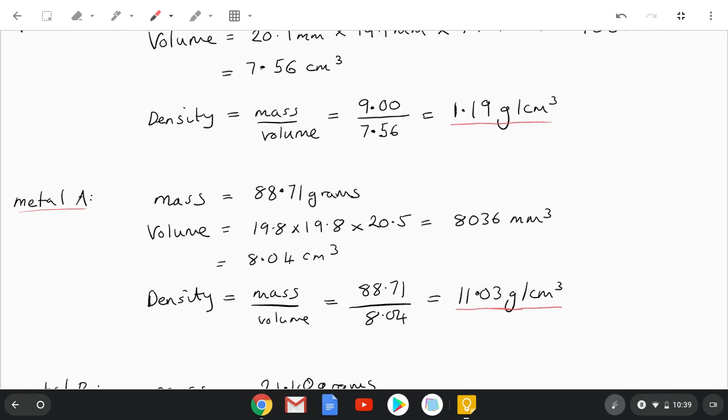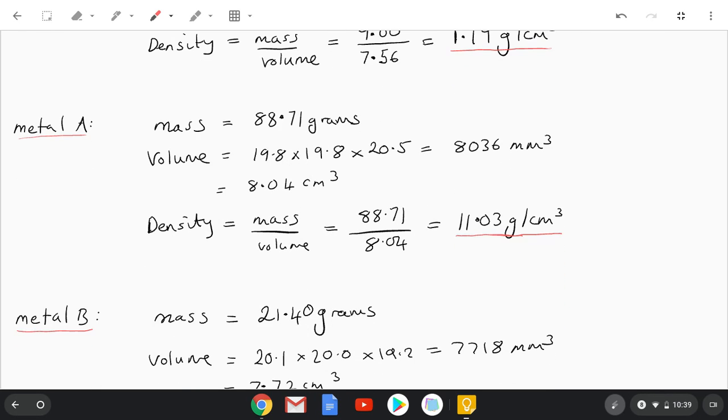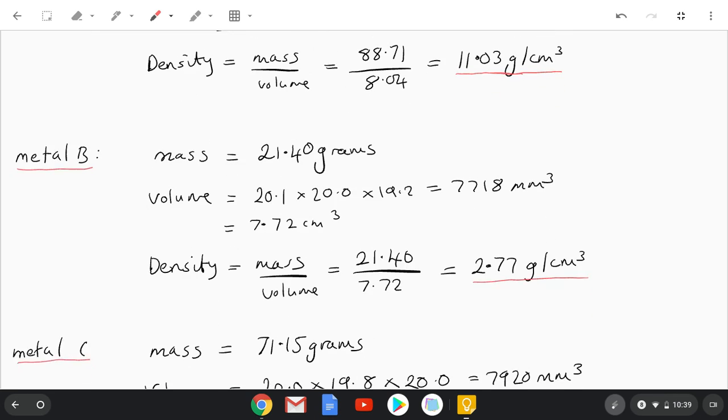Similarly, for metal A, the mass was 88.71 grams. The volume in millimeters cubed was 8,036 millimeters cubed, and dividing by 1,000, we get it into centimeters cubed. That was 8.04 centimeters cubed, and then the density is mass over volume, and that ended up being 11.03 grams per centimeter cubed.